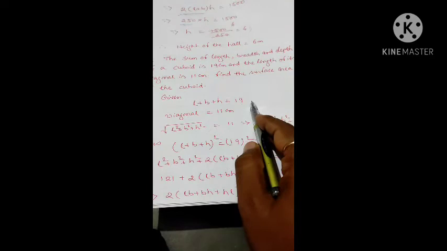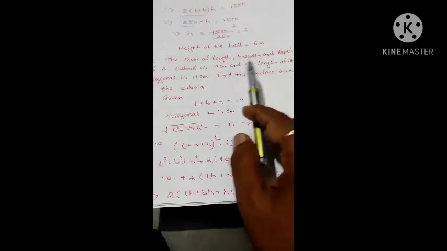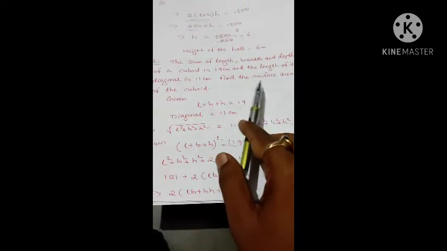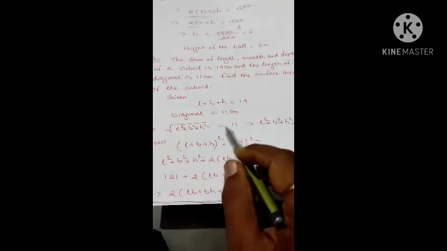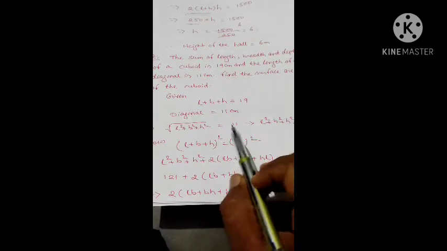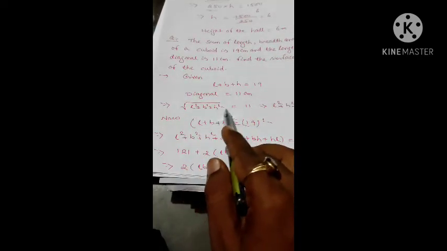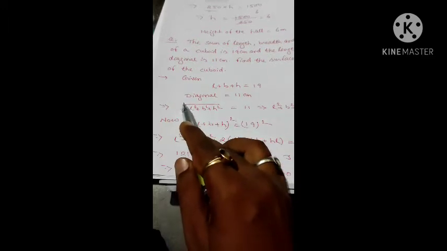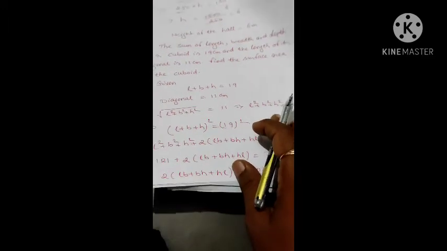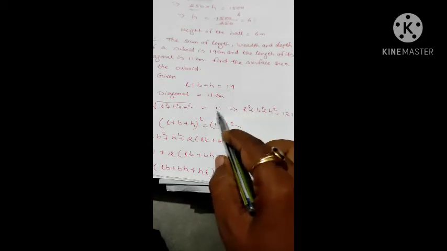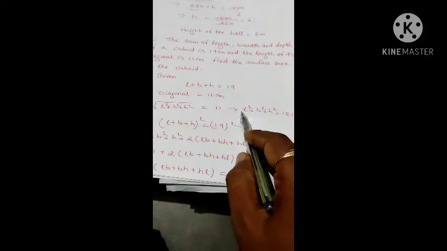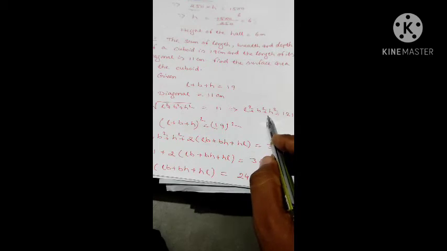Here it is given the sum of length, breadth and depth of a cuboid is 19 centimeter. That is L plus B plus H is 19 centimeter and the length of the diagonal is 11 centimeter. Then we have to find the surface area of the cuboid. So diagonal is given 11 centimeter. As we know, what is the formula to find the diagonal? Root over L square plus B square plus H square equal to 11. If we want to remove this root, we have to do a squaring. So when we do a squaring, 11 square we will get 121. So we got the value of L square plus B square plus H square.